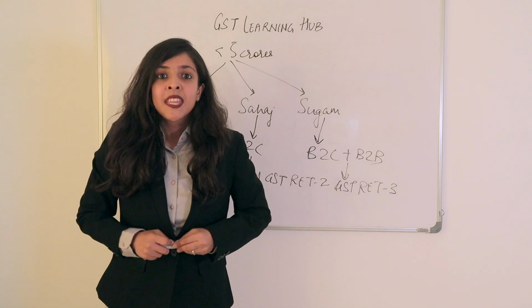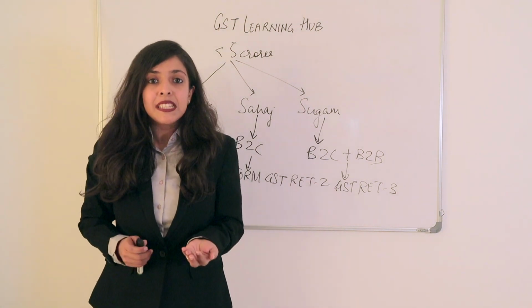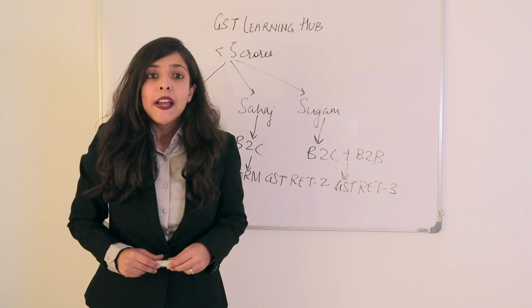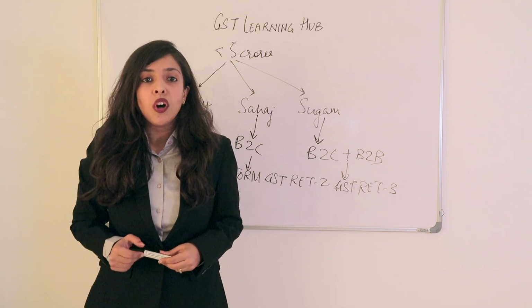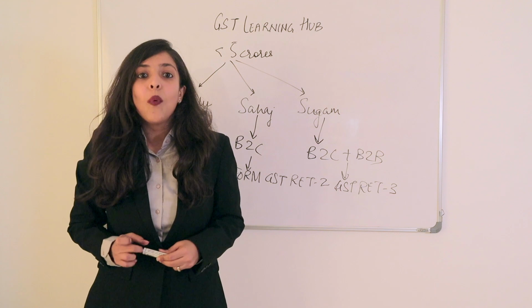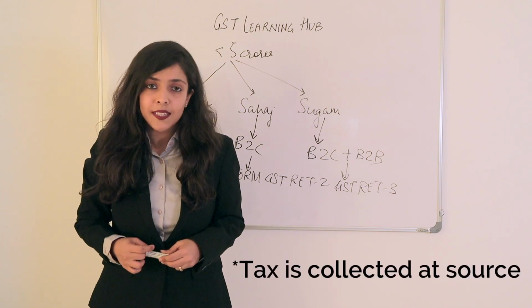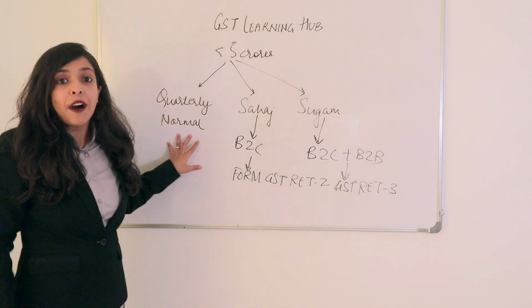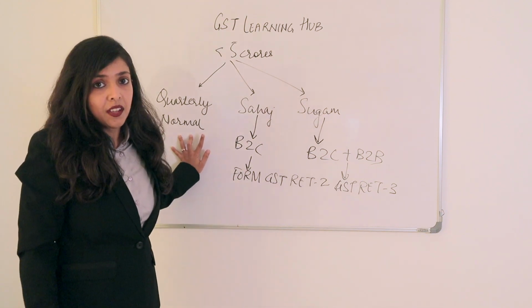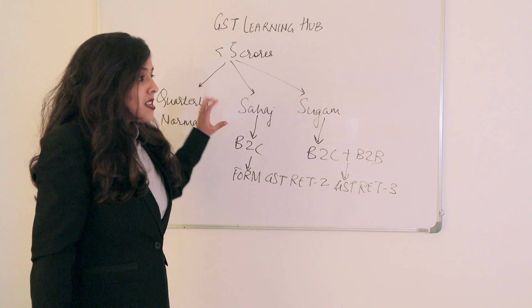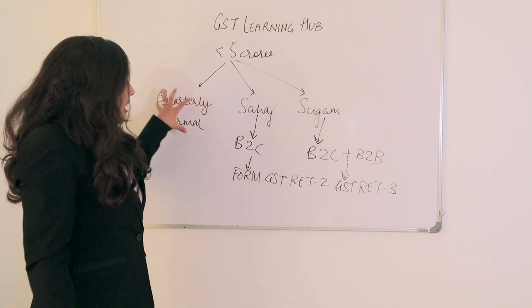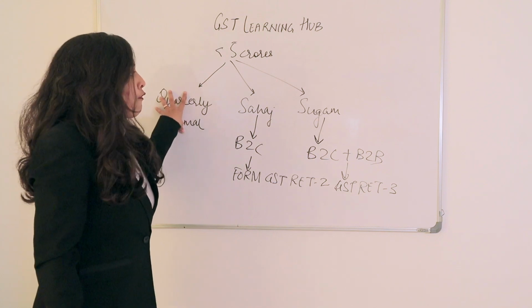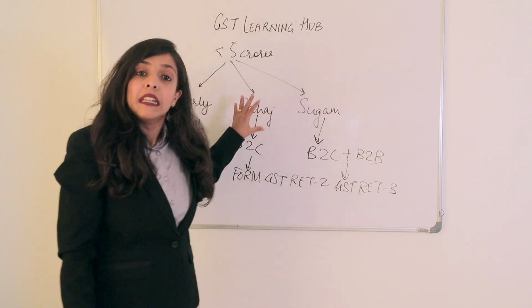And lastly, if you are supplying to assessee units or you are exporting, or if you are a vendor on the e-commerce platform where tax is deducted at source under section 52, in all such cases, you have to file the quarterly normal return. Of course, it goes without saying that the most detailed return is the quarterly normal return or the monthly normal return, followed by Sugam and Sahaj.